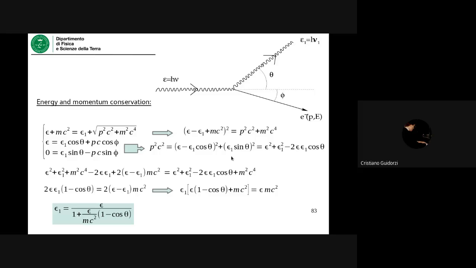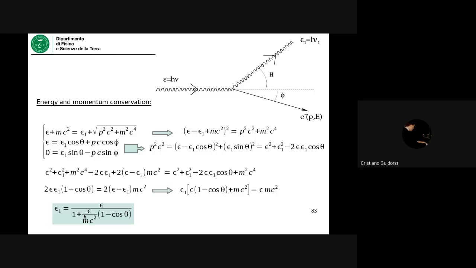In particular, it tells you the energy of the scattered photon as a function of both the initial energy of the photon epsilon and the scattering angle. So let's have a look at this formula. You immediately see that, depending on the scattering angle, but in general for any scattering angle, the denominator is always equal or greater than 1.